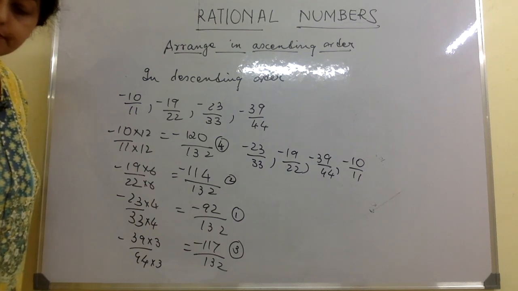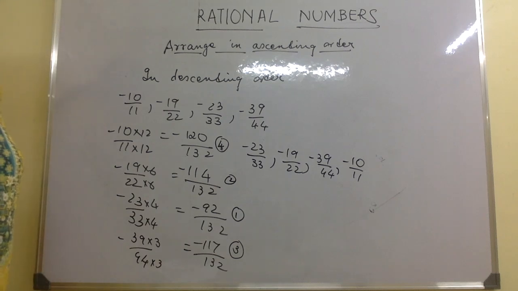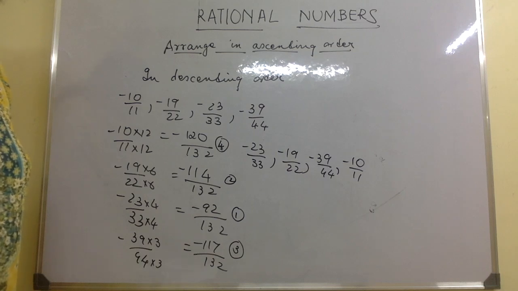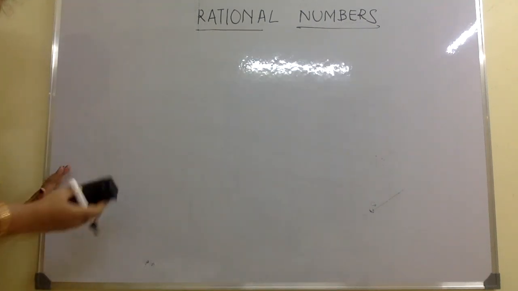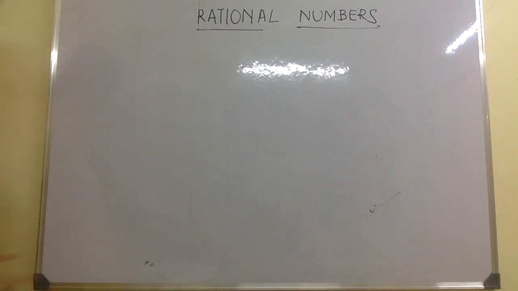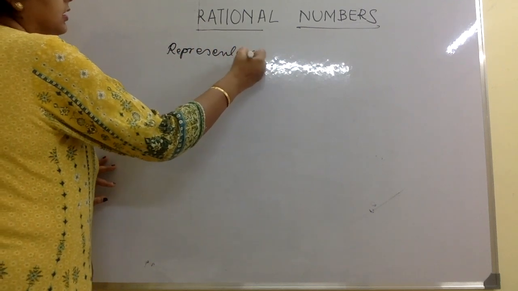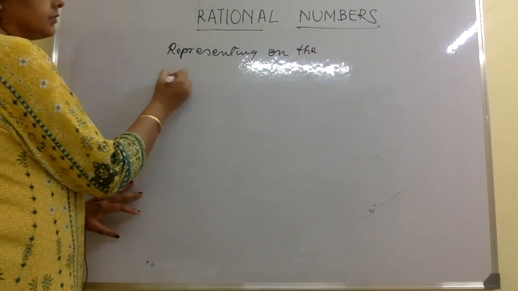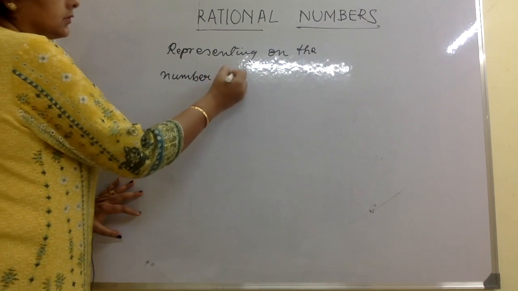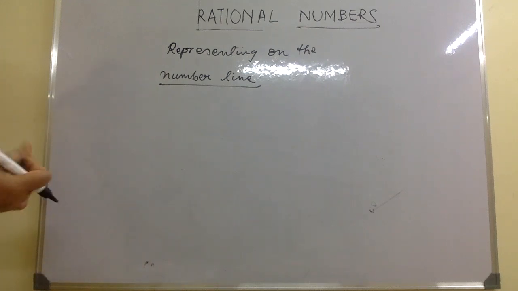Okay, now let us take one sum, that is we shall be putting rational numbers in the number line. Okay, we'll be putting rational numbers in the number line now. That is representing rational numbers on the number line.